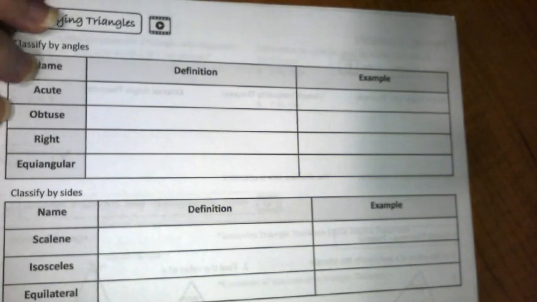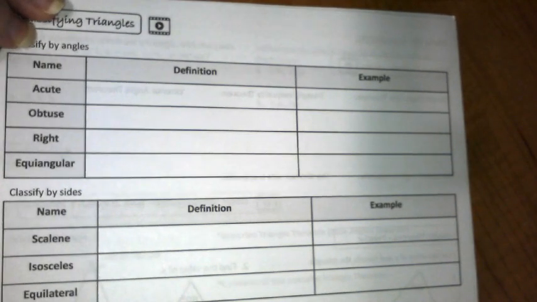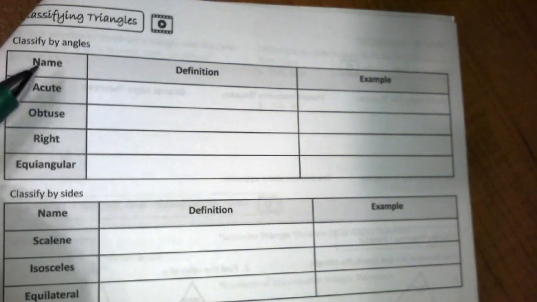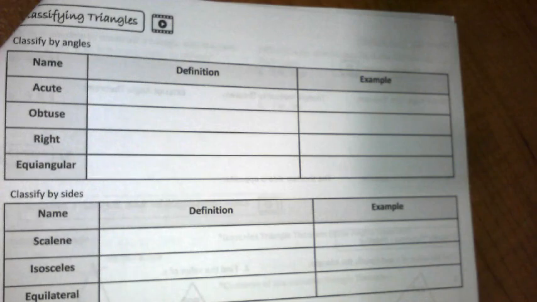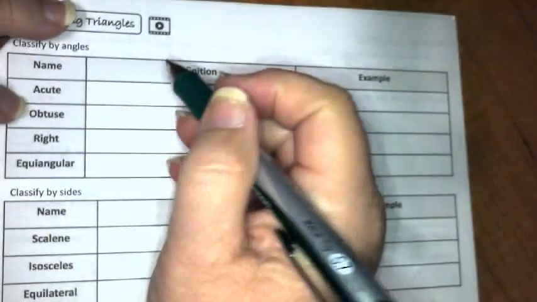To start our unit on triangles, we're going to learn about classifying triangles. There are two ways to classify triangles, by their angles and by their sides. And you probably already know these, so these will be just a refresher.